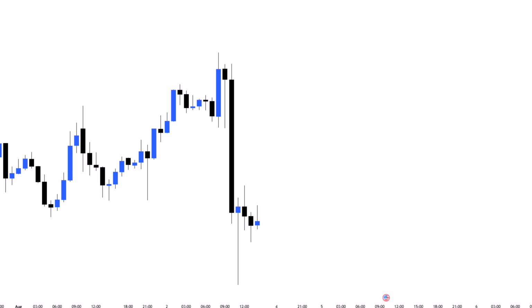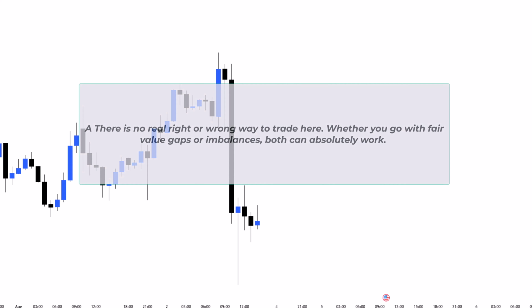So what we're going to do now is jump over to the charts, and I'm going to show you the 3 exact reasons I lean on imbalances over fair value gaps. Now, before I get into it, I want to say this loud and clear. There is no real right or wrong way to trade here. Whether you go with fair value gaps or imbalances, both can absolutely work. I'm not here to tell you one is broken, but I am going to give you the 3 reasons I'm not a huge fan of fair value gaps and why I keep my focus on imbalances.